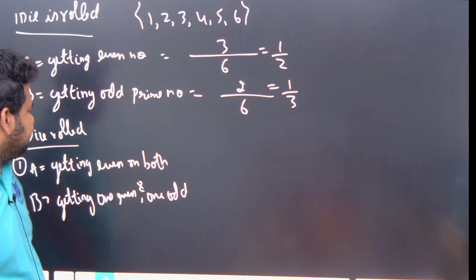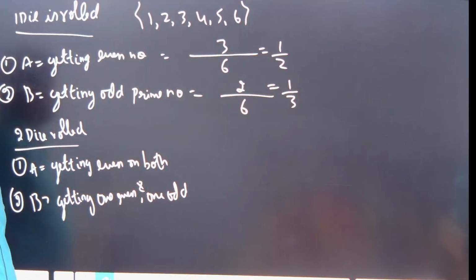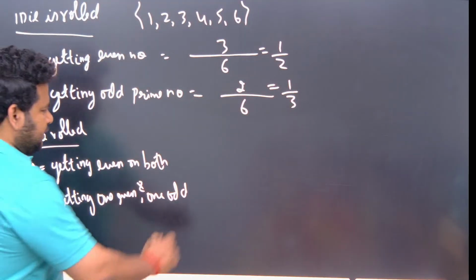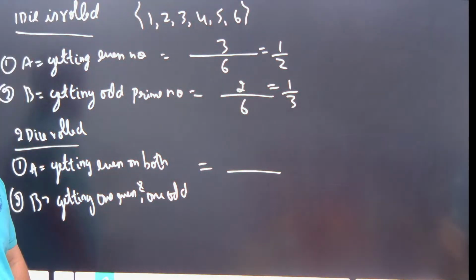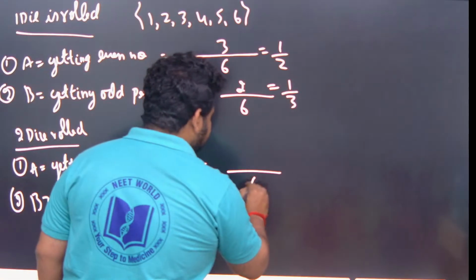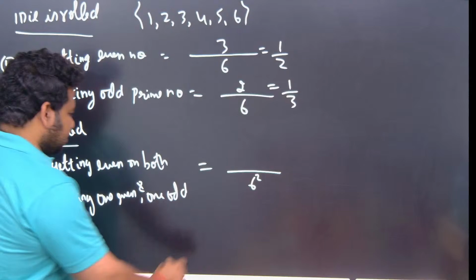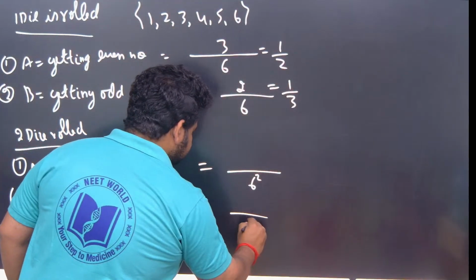Okay, clear? Next one, when two dice are rolled. First of all, tell me, when two dice are rolled, what is the sample space? That is the total number of outcomes. That is 6 power 2. First thing you should say like this, not 36, you should say 6 power 2. If 4 dice are rolled, 6 power 4. 5 dice, 6 power 5. This will be 6 power 2. Now here also it will be 6 power 2.